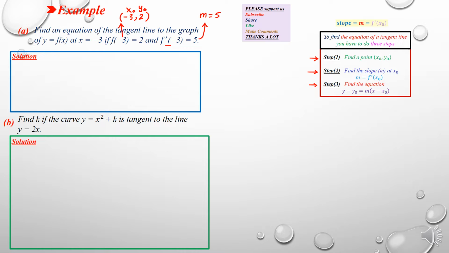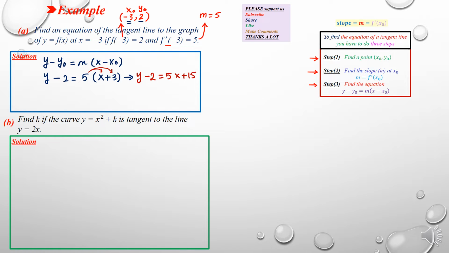Just you have to do is to write the equation of the tangent line and plug in the value of m and the point. So y minus y0 equals m multiplied by x minus x0. Here we have y minus y0, which is 2, equals the slope m, 5 multiplied by x minus -3, which is x plus 3. So what we have now, we have y minus 2 equals, you have to multiply 5 by the parentheses here, and you'll get 5x plus 15.